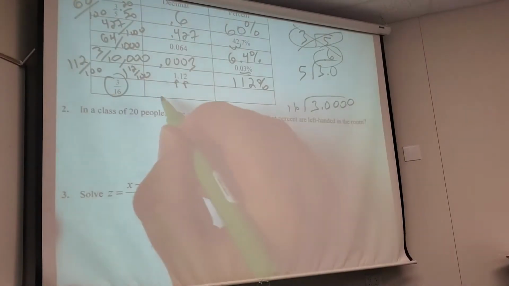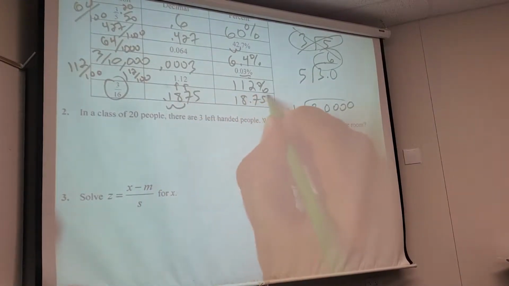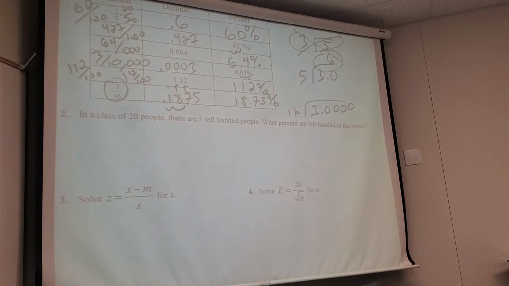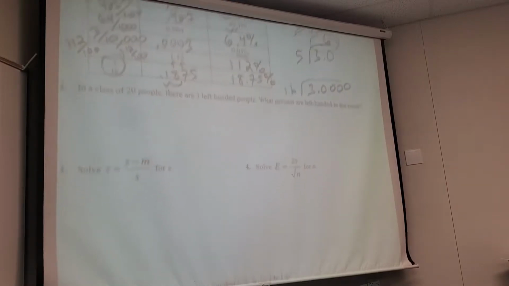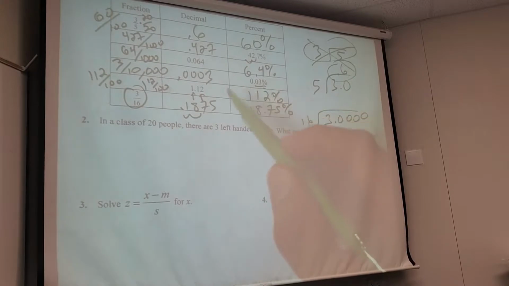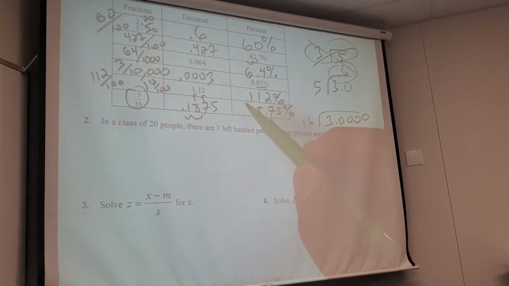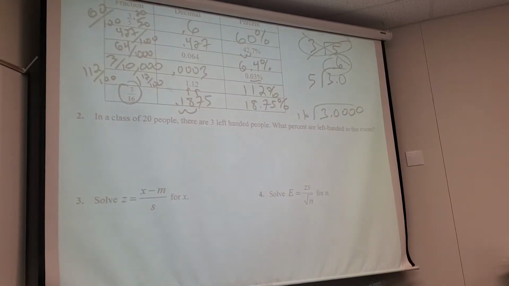So 0.1875, once, twice, 18.75%. Okay. We're not going to really see any problem like this. You guys with me? This is like a math 88, 90 problem. But you've got to know how to transition between all these different forms.